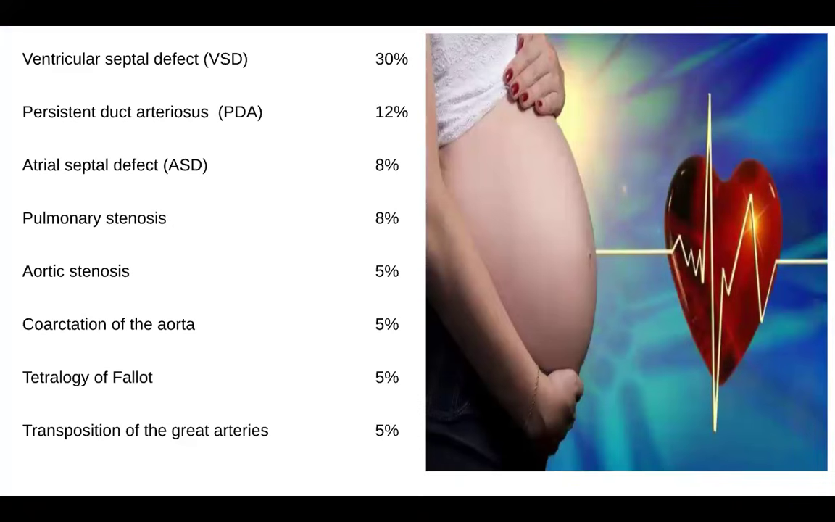All right. Now, as you may know, VSD is the most common congenital heart defect. And then I have the list here. Next will be PDA, followed by ASD. And then you can see the stenosis of both pulmonary and aortic, coarctation, tetralogy, and transposition. What we'll take a look at today, we'll look at VSD closer. We'll take a look at ASD as well as tetralogy.